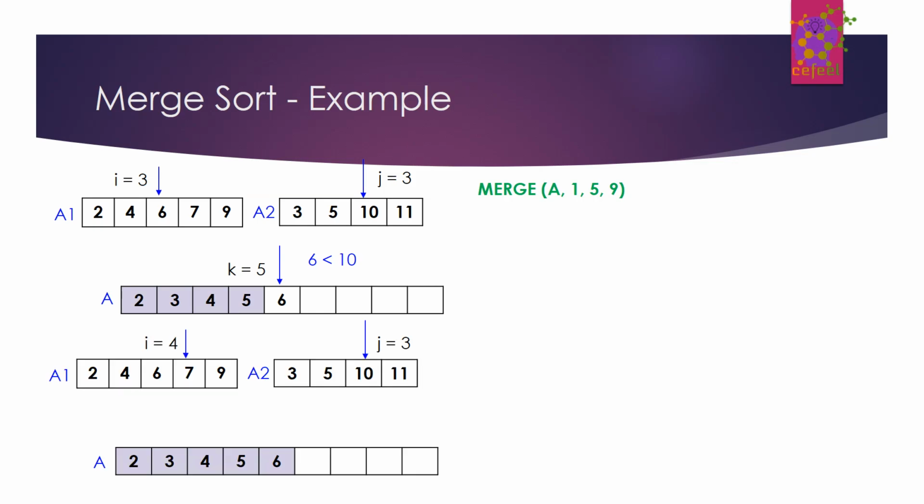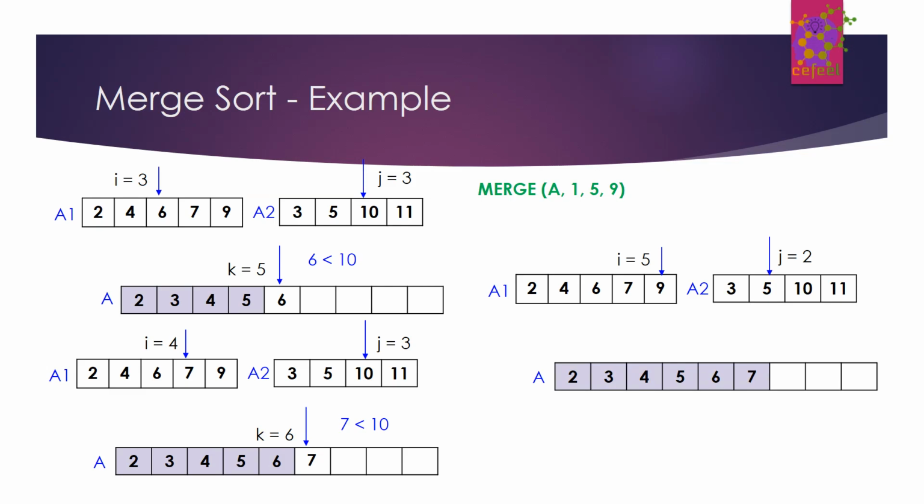J will still remain at 3, K will become 6 now, and we'll compare both the elements, which is 7 and 10, and in this case 7 is smaller, so we'll copy from A1 and I will be incremented to 5. So J now becomes 3 here. This is some problem here. J is actually pointing to 10, I points to 5, and K now becomes 7.